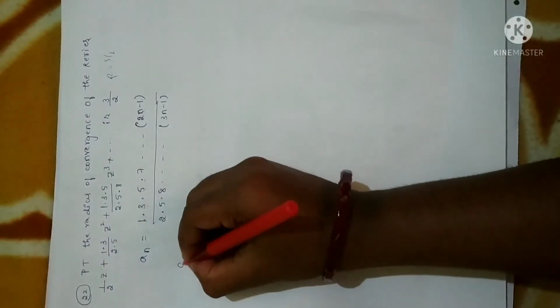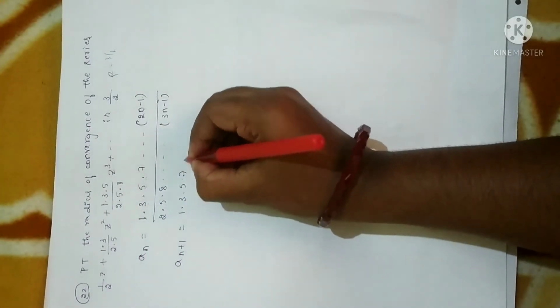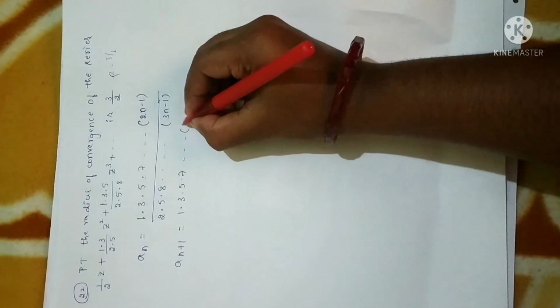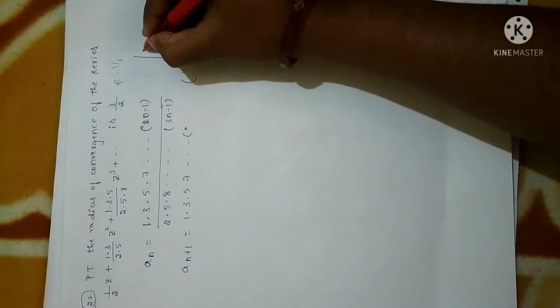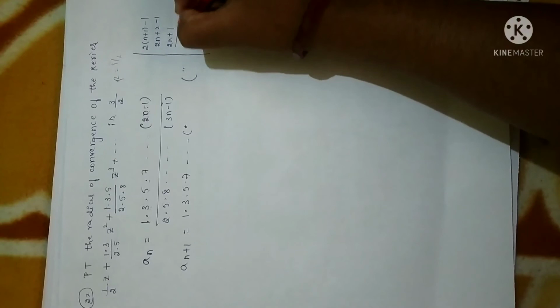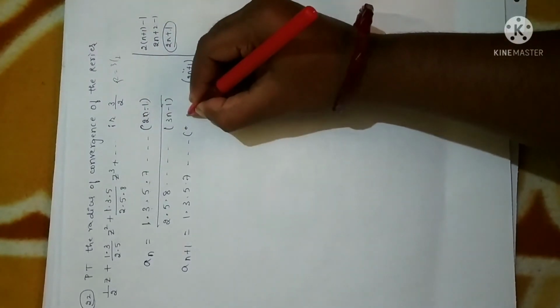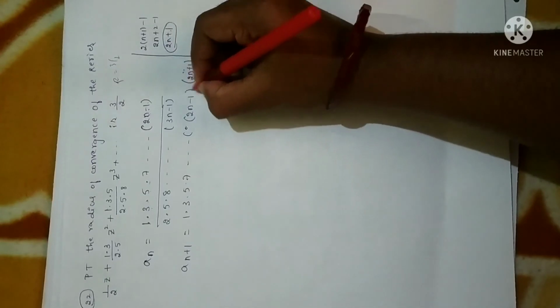Fine, now let me write a_(n+1). a_(n+1) is obtained by replacing n with n plus 1. So before replacing, I'll just write here, replace n with n plus 1. I'll simplify here: n plus 1 minus 1, so you will get 2n plus 2 minus 1. So 2n plus 1. After replacing n with n plus 1, you will get 2n plus 1. I'll just write the term previous to this. This will be 2n minus 1.